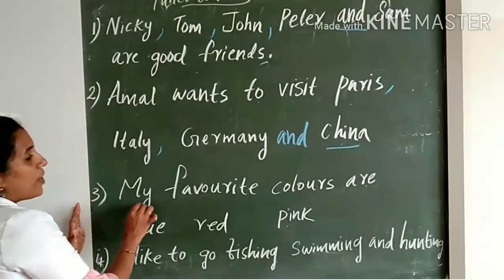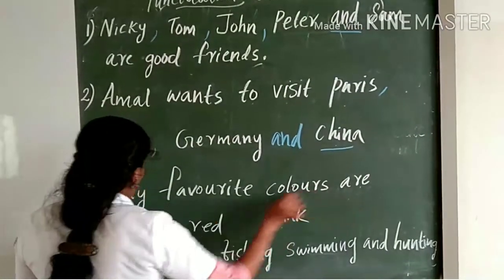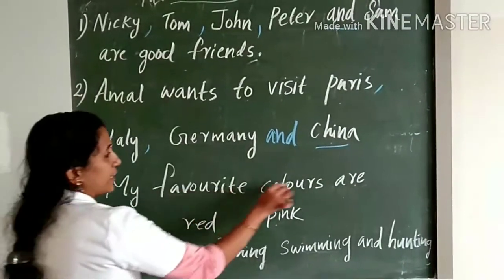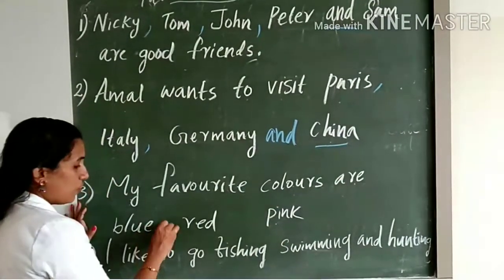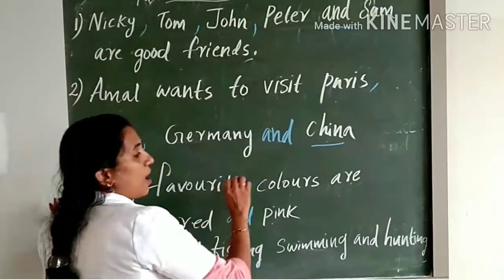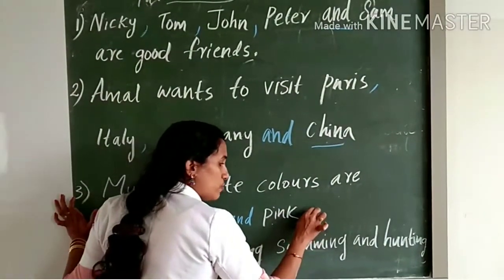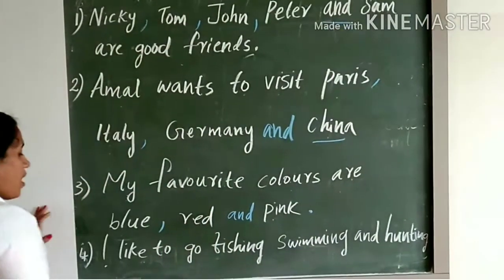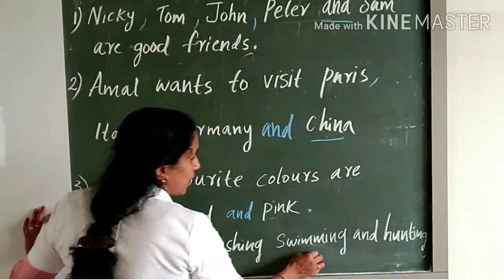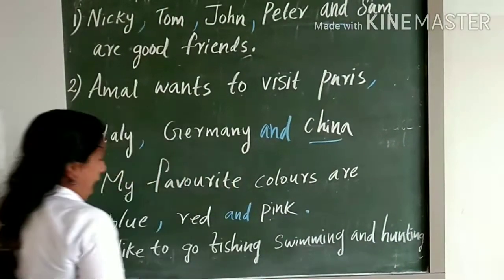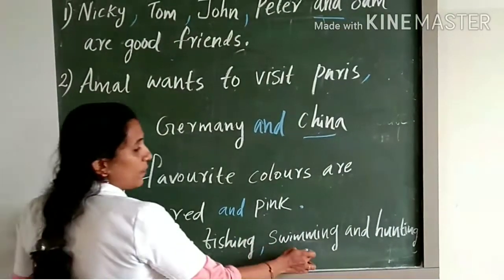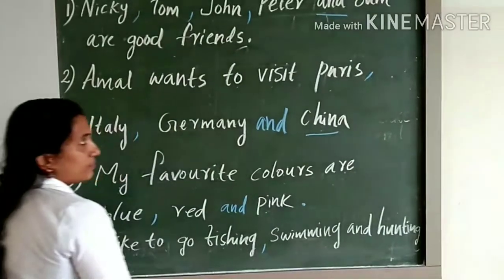And the third one: my favorite colors are blue, red, pink. My favorite colors are blue, comma, red and pink. After the sentence, we put the full stop also. Okay? The last sentence: I like to go fishing, swimming and hunting. I like to go fishing, comma, swimming and hunting.